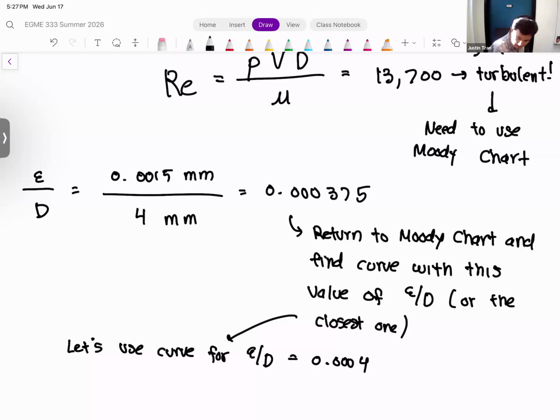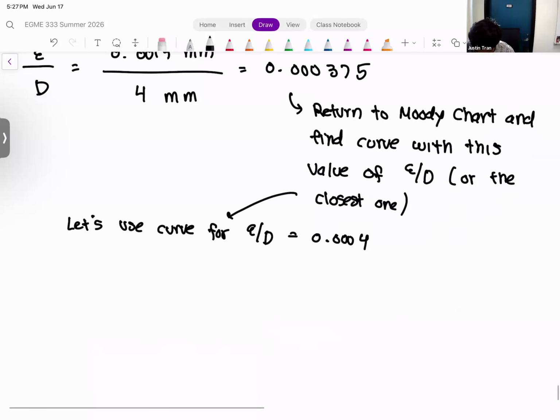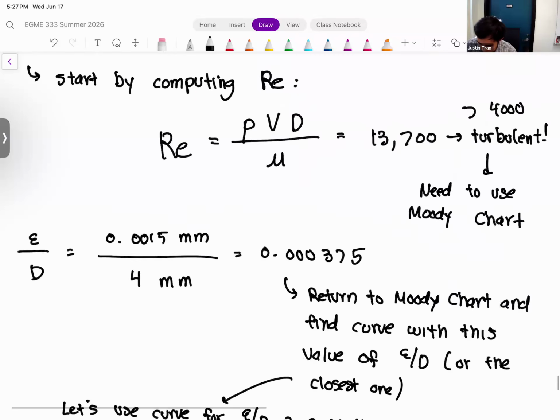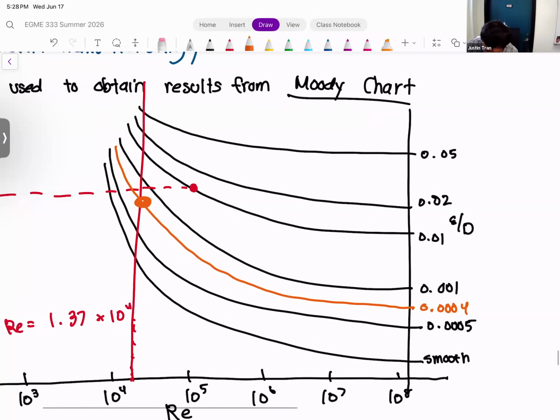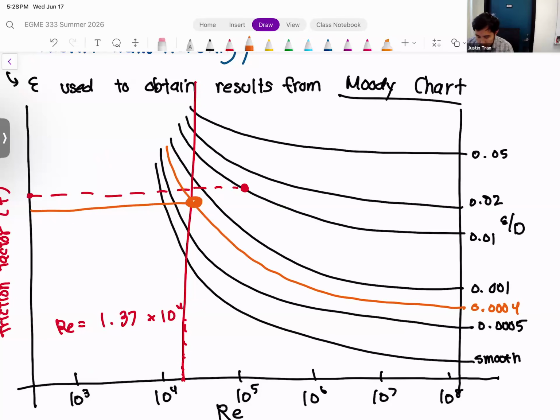If we do that, we plug it in and we look at our Moody chart. Let's say we have a curve that's in the middle here, or 0.0004. We obtain this point right here. We go to the vertical axis and read the friction factor off the chart. Looking at the real Moody chart, you get a friction factor of 0.028.